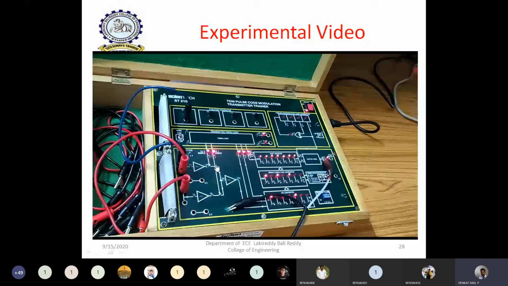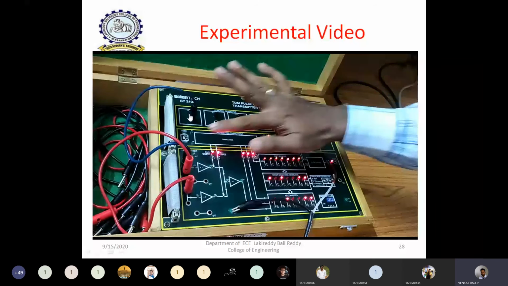At this particular point, if you take any one random sample value, that sample value is quantized to the nearest value, and based on this one quantized value, 7 bits are assigned. So what are the 7 bits sent here? 1, 0, 1, 0, 1, 0, something like that.